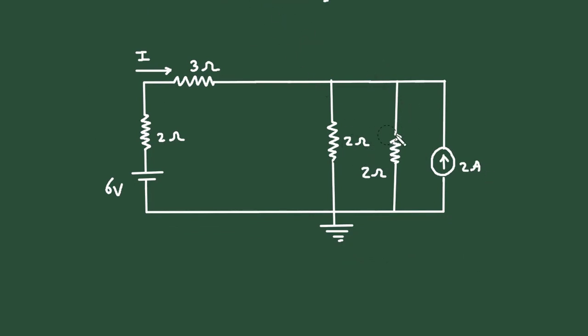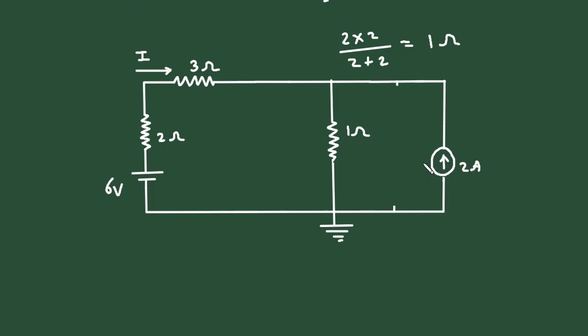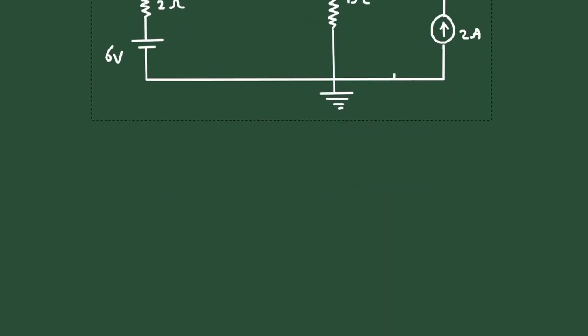Now if we solve this, it will be like this: 2 multiplied by 2 divided by 2 plus 2. So it will be 1 ohm. So let's replace this by 1 ohm. It will be of 1 ohm. Now again we can convert this current source into its equivalent voltage source. So let's convert this current source into its equivalent voltage source.